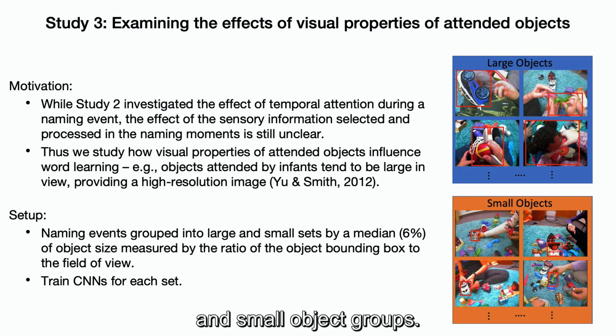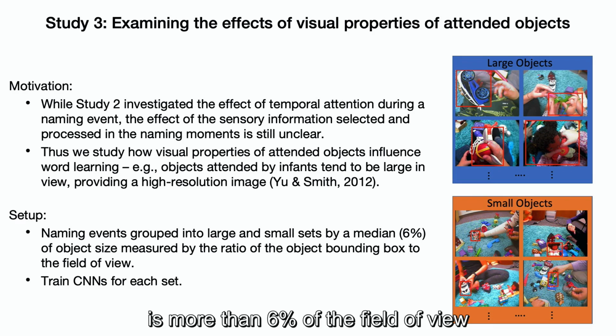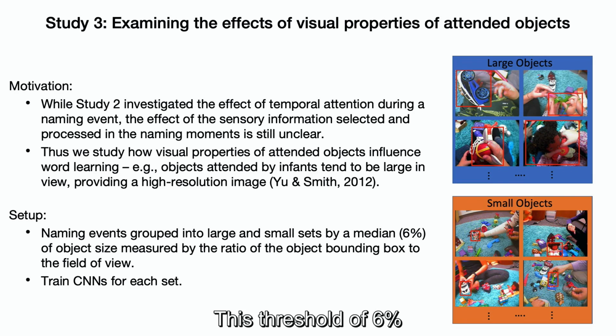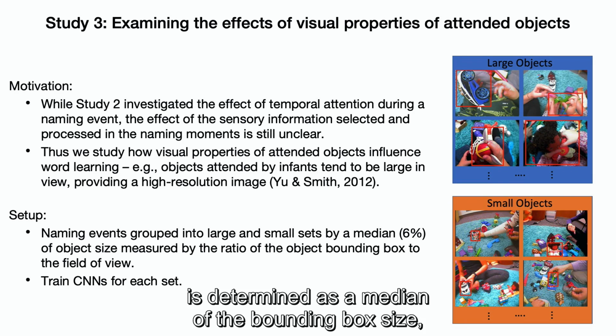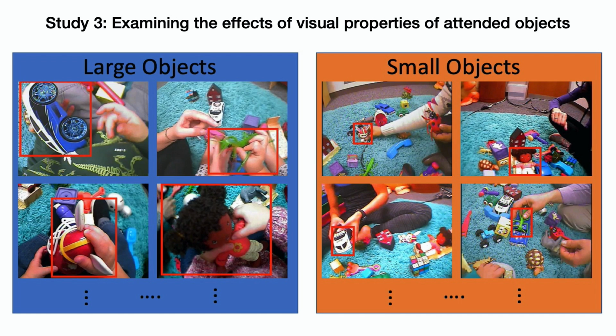To investigate the effect of this, we divided the naming events into 2 groups: the large object group and the small object group. The large object means that the bounding box of the attended object is more than 6% of the field of view, while the small object is less than 6%. This threshold of 6% is determined as the median of the bounding box size, so that each set will contain the same number of naming events. Here are examples of large objects and small objects.